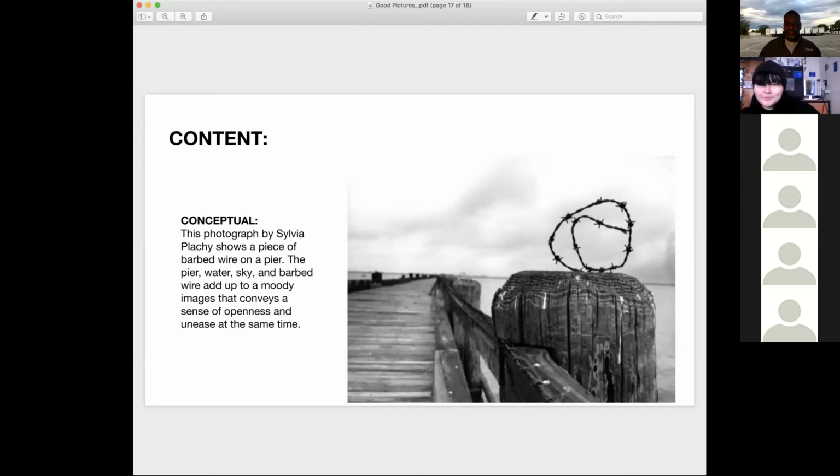And the details of the wood that it's sitting on are just really clear. But it's very moody. It has a sense of openness and emptiness, but then unease because of that barbed wire in a way. You know, the tension in that barbed wire.